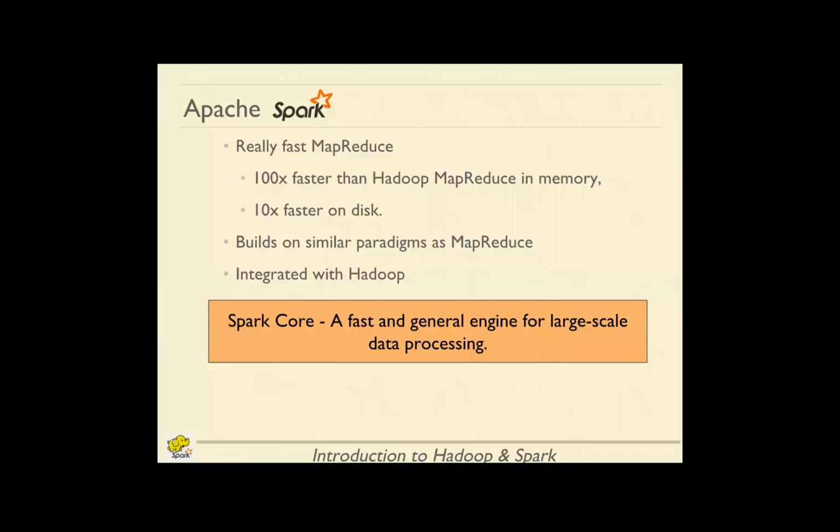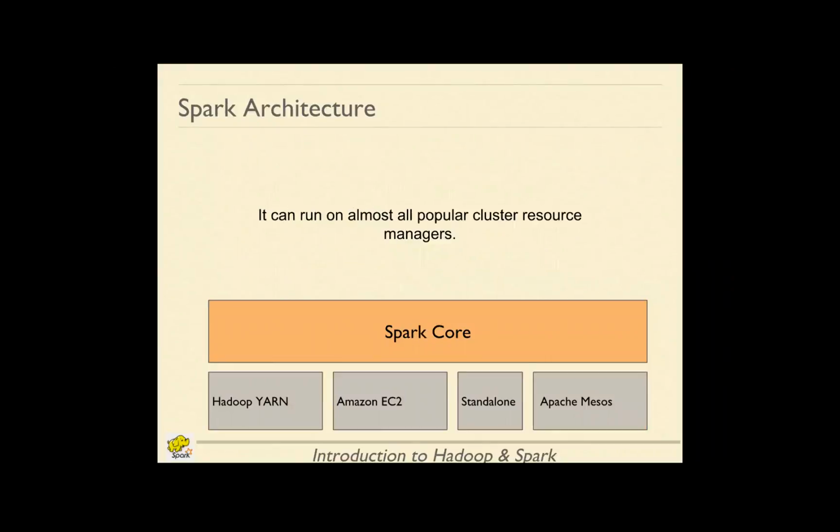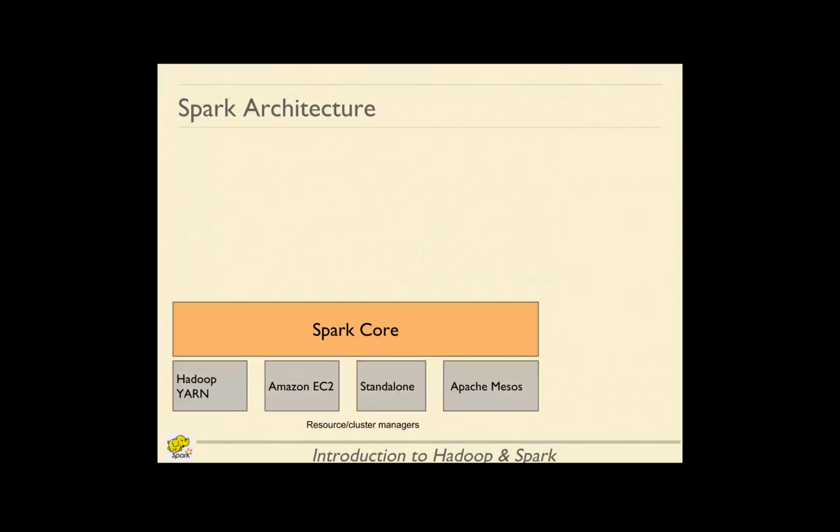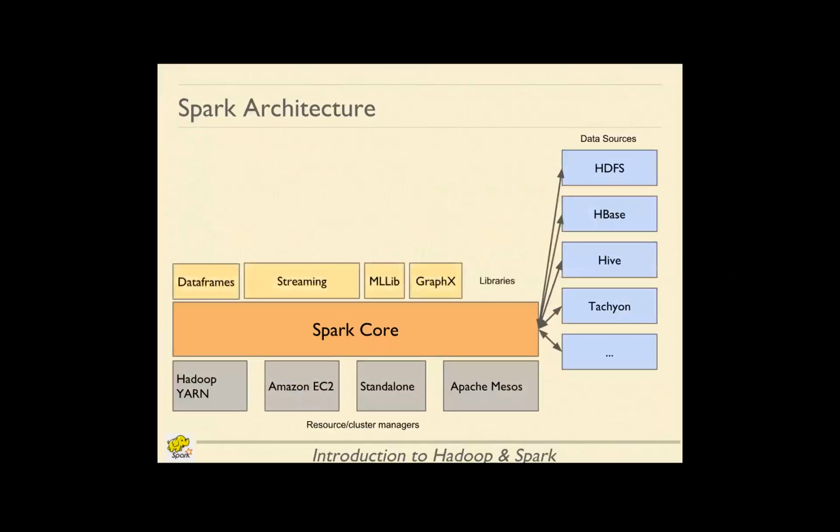Also, we talked about Spark. Spark can run on all kinds of resource managers such as Hadoop's Yarn, EC2, Standalone, and Mesos. Spark can read from all kinds of file systems, and Spark provides utility libraries such as data frames, streaming, MLlib, and graphics.